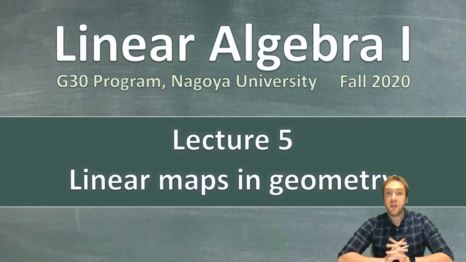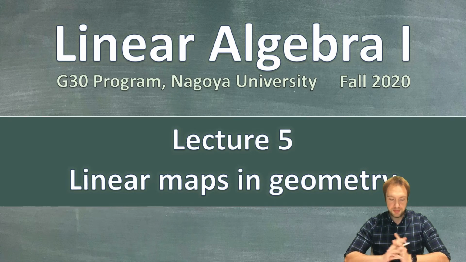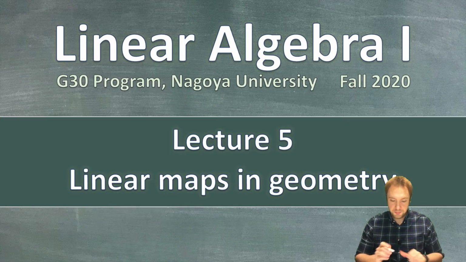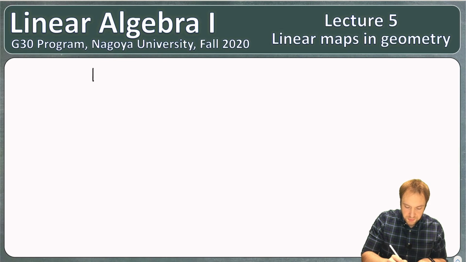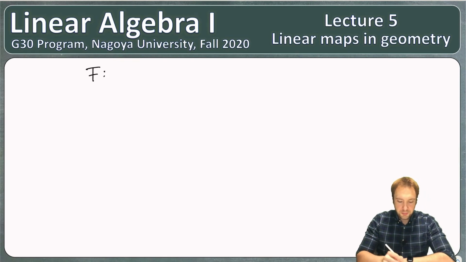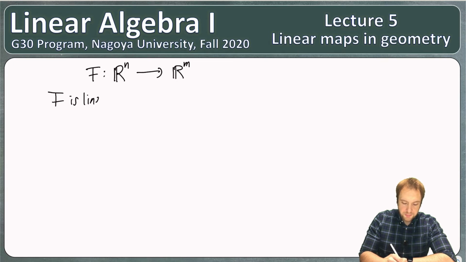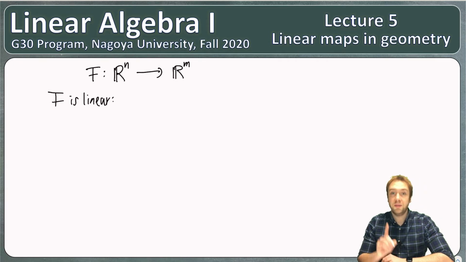So last time we introduced the notion of a linear map, and today we want to talk about special linear maps which have some kind of a geometric interpretation. So let's first recall what was a linear map. A linear map was a function or a map from Rn to Rm, and for f to be linear it needs to satisfy two conditions.